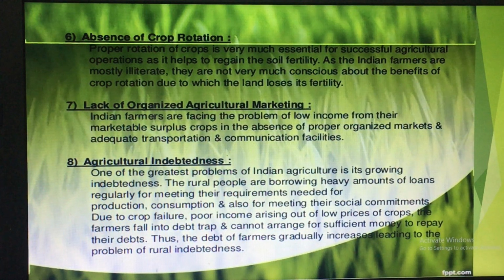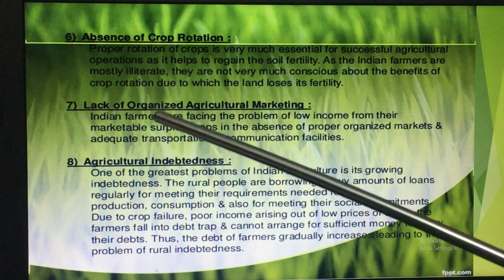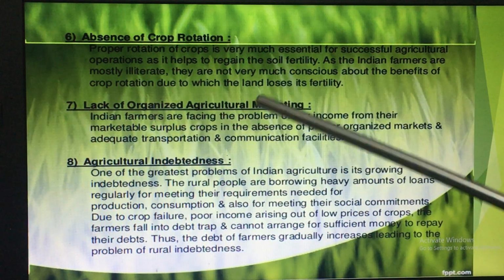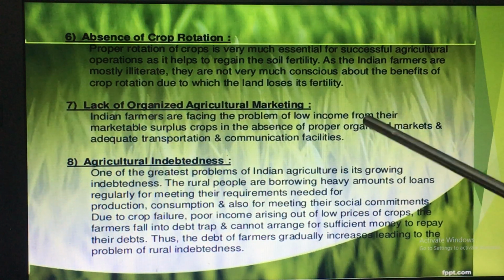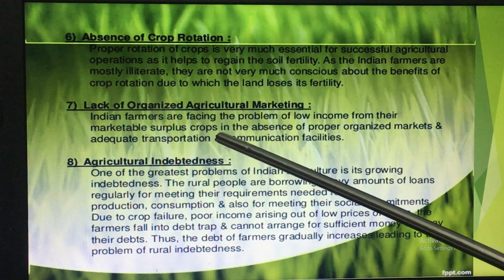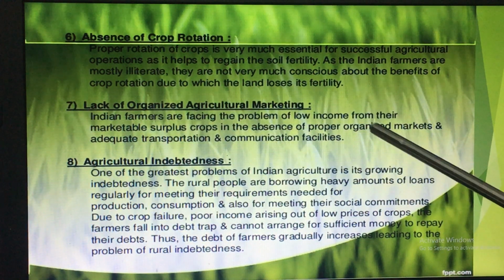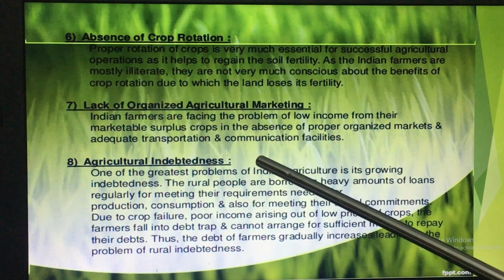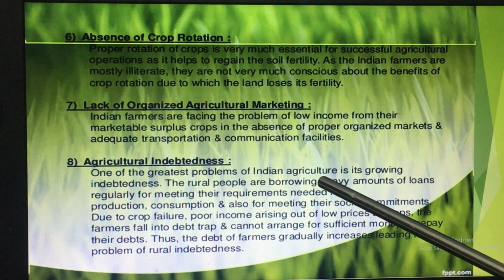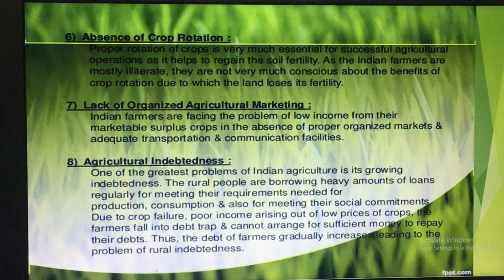So the next point is lack of organized agriculture marketing. Indian farmers are facing the problem of low income from their marketable surplus crops in the absence of a properly organized market and adequate transportation and communication facilities.